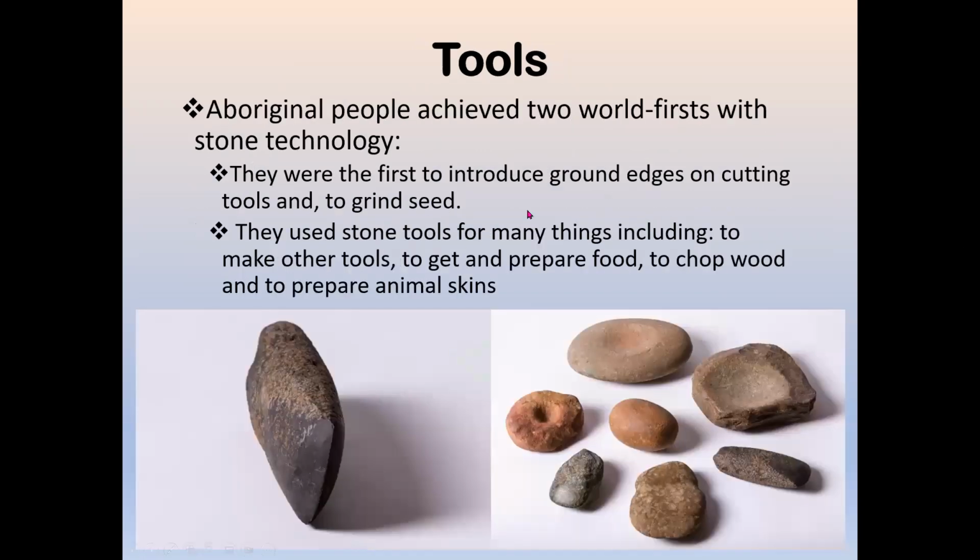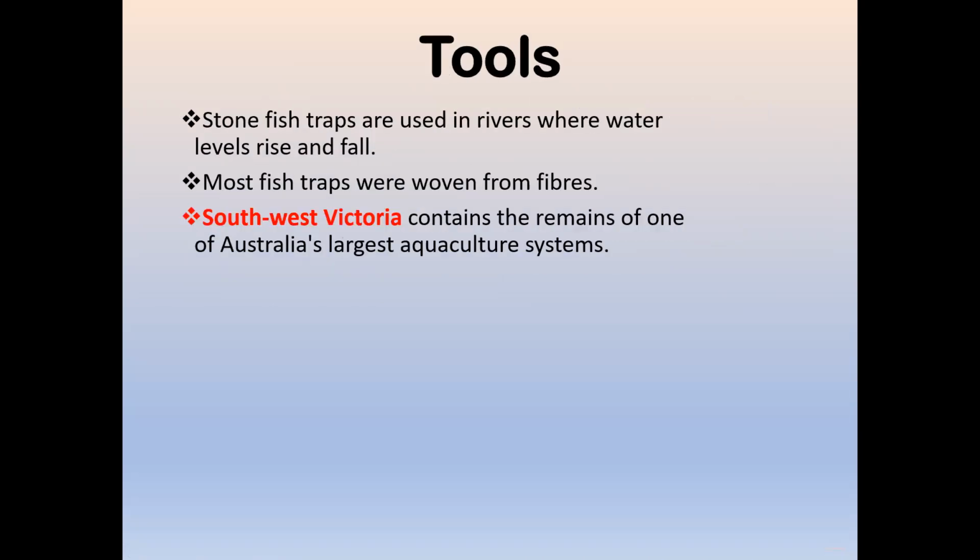Here's some more. They were the first to introduce ground edges for cutting tools to grind seeds. They actually shaped this cutting tool here on the left. These are 2 world firsts in stone technology. And they also used it to prepare food. So they had these indents where they could grind their food, they could chop their food, chop the wood for fire, and they could prepare skins. They had all this amazing technology, basic, but they thought it through and came up with things.